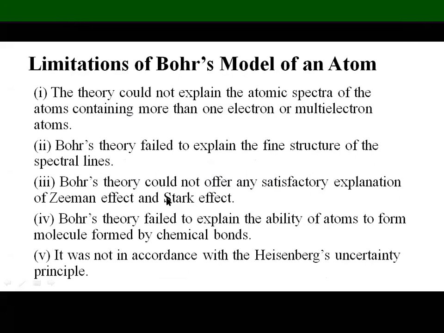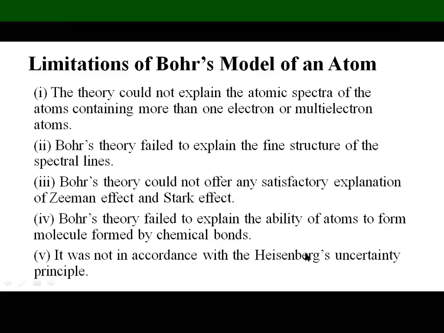In the presence of an electric field and in the presence of a magnetic field, there was splitting of the lines. What spectral lines have we seen? Lyman series, Balmer series, all those lines were splitting up. That was called the Zeeman effect and Stark effect, and that was not being explained by Bohr's theory. Bohr's theory also failed to explain the ability of atoms to form molecules by chemical bonds. How atoms combine to form a molecule was not explained by Bohr's theory.